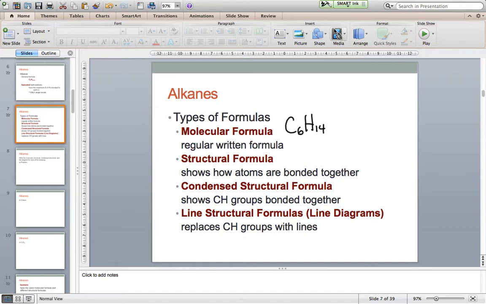The reason that we have those other formulas: structural formulas, first of all, show how things are bonded together. And as we're going to see in organic chemistry, it's really helpful to know how things are bonded together. Condensed structural formula came about because scientists are lazy and they got tired of writing so many H's all the time. So we'll see momentarily how that makes writing a structural formula a lot easier. And then lastly, line structural formulas or line diagrams are the height of laziness, and they show CH groups replaced with lines. We're going to see these.